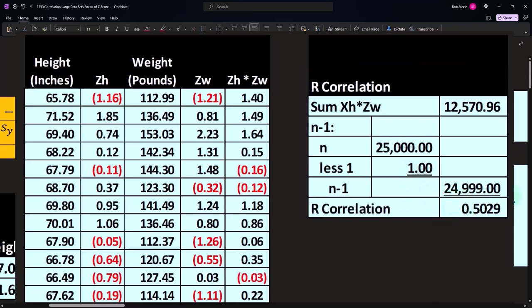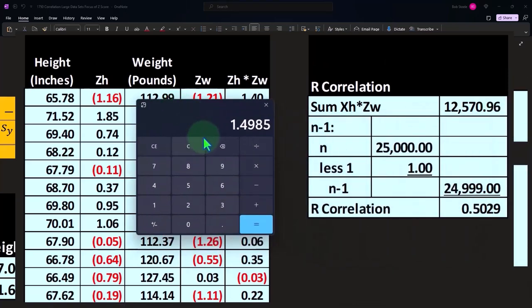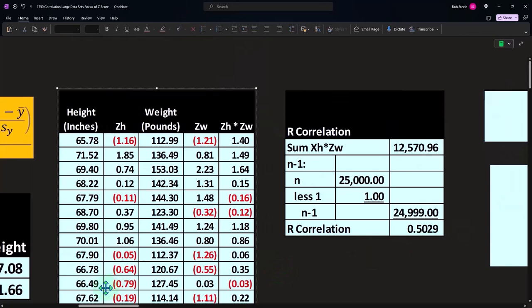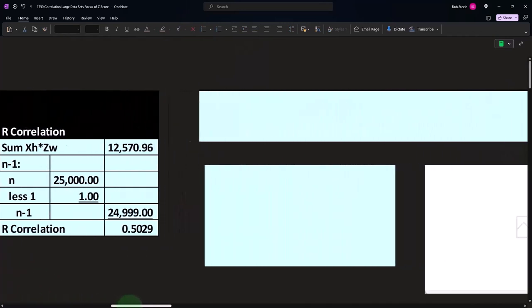If we divide the two out like we're supposed to do, when you have the numerator and denominator, you take the top one, 112,570.96, and divide it by the bottom one, the denominator, 24,999. And that gives you the 0.5 correlation. So we have a correlation. Of course, it's not a perfect correlation, but we've got the 0.5 correlation.